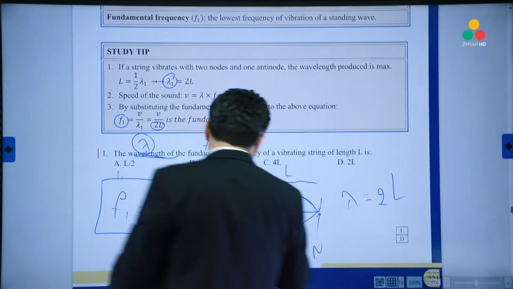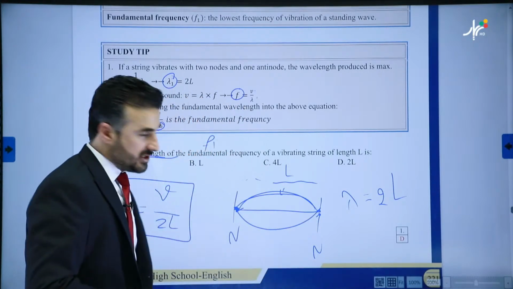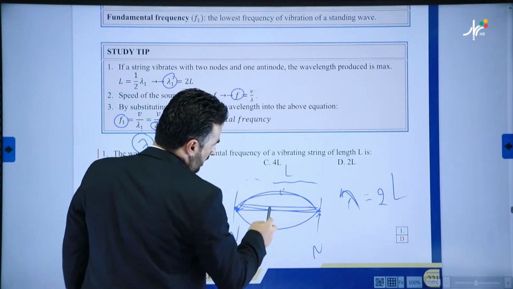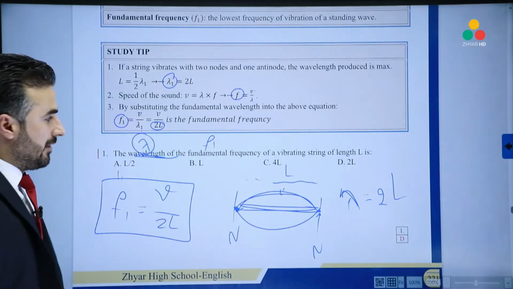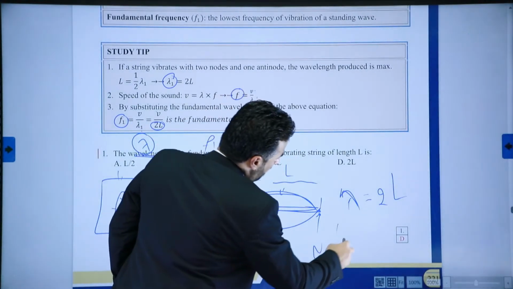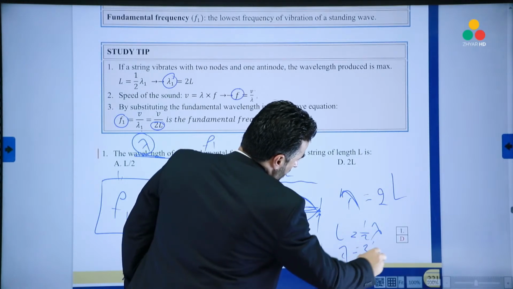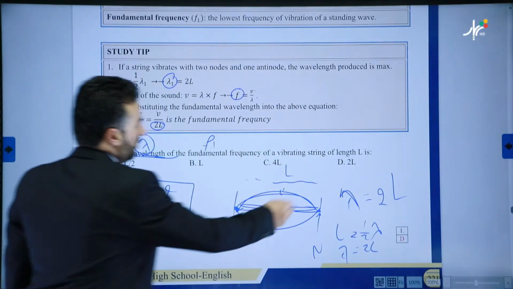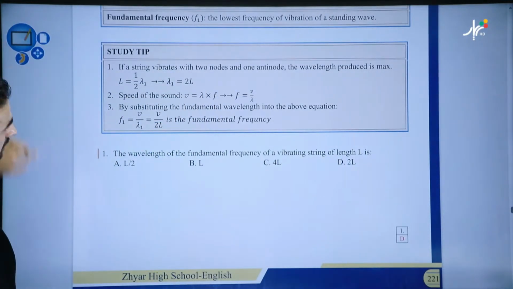Why? Because we do know that the distance from one node to another is just half a wavelength. So if this is half a wavelength, then 2 times this, of course, equals 1 full wavelength. If not, you can say L equals half a wavelength, and then cross multiply: wavelength equals 2 times the length. And of course that is option D here.